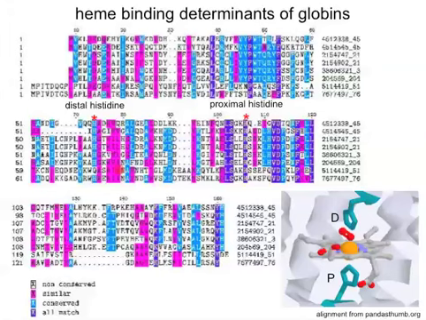What else can we learn from sequence comparisons? So, heme binding determinants of the globins. We're about to embark in a couple of weeks on a discussion of protein function, and two of the archetypal molecules that we're going to discuss are myoglobin and hemoglobin.